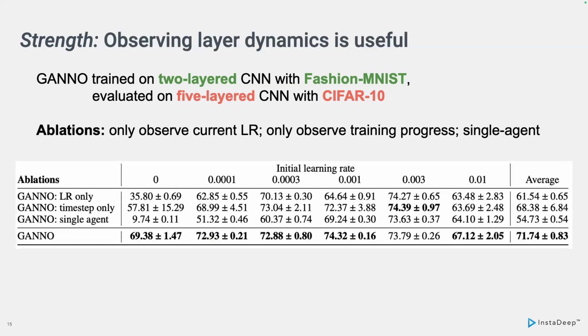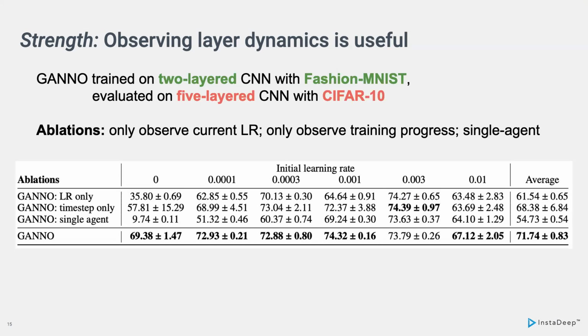Again, lots of numbers, but I'll highlight several things. Firstly, with the learning rate only, it struggles both on average, and with an appropriately defined initial learning rate it performs comparably. But if you have a bad initial learning rate, by only observing that, it does really badly. And what we found is that all the agents were doing, if they only observed that, was just sending it to 0.